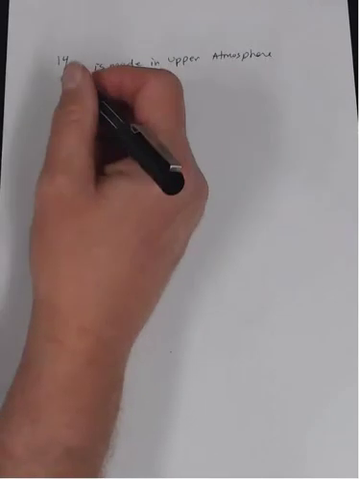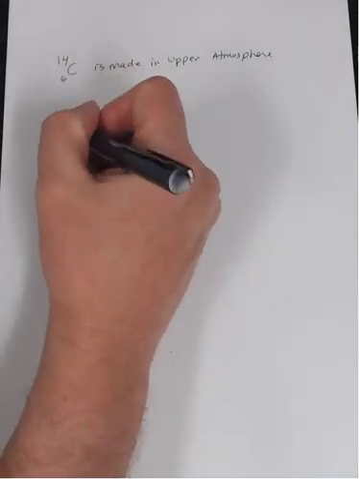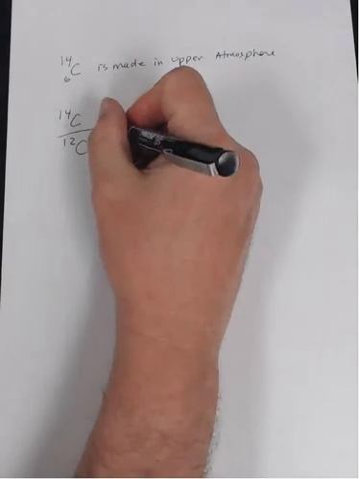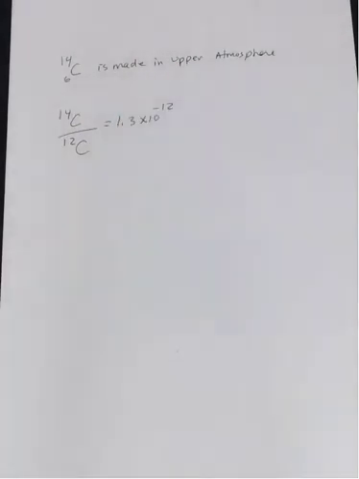Now, as far as we know, this has been happening for a long time, and the most stable isotope of carbon is carbon-12. But the ratio of carbon-14 to carbon-12, because of the rate at which carbon-14 is made in the upper atmosphere, we think has been constant for a long time. And that ratio is about 1.3 times 10 to the negative 12th. Very small.